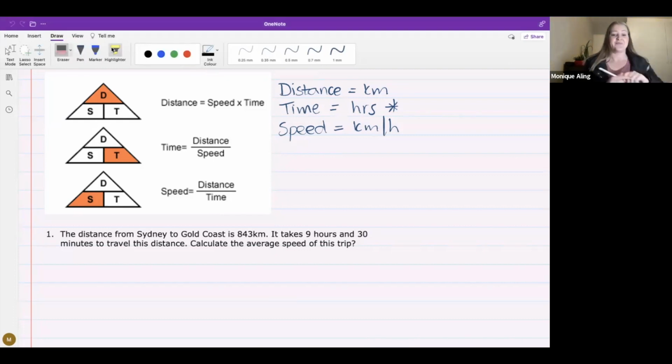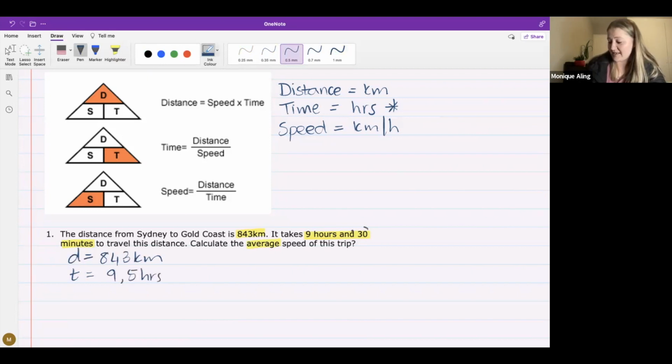So just quickly, remember when you see one of these questions, always highlight the important things. We have a distance given to us. We've got time, and as we can see, there's minutes involved, so there's definitely going to be a conversion. And what we are working out is speed. Our distance is 843 kilometers. Time, 9 hours, 30 minutes. If you convert that to hours only, it's going to give you 9,5 hours. All you do is take the 30 minutes and divide by 60.